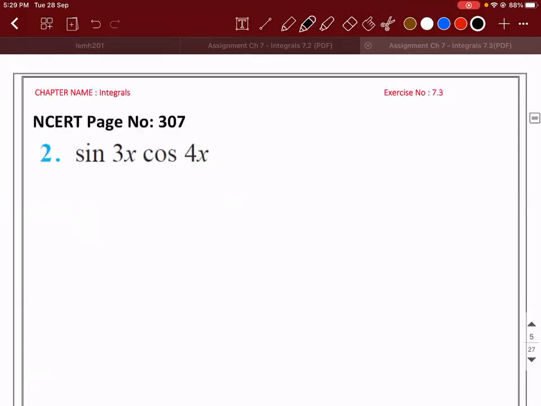Okay, next. You guys do this problem. Integral of sin 3x into cos 4x.